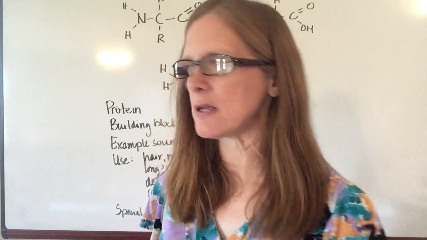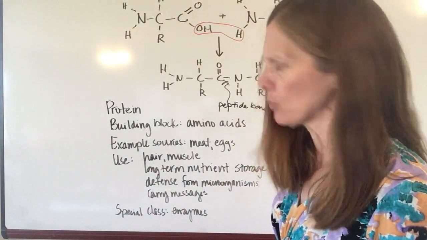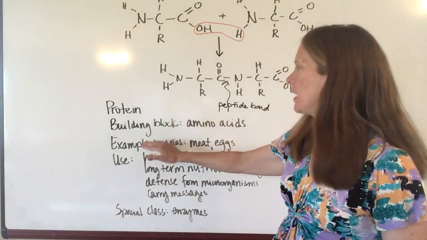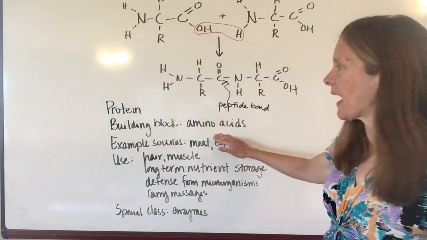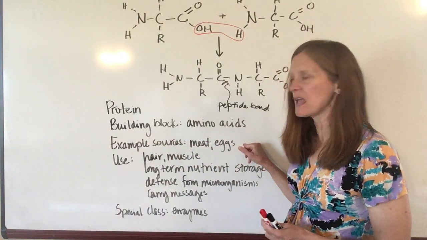Then in your organic molecule chart, we'll get that filled out here. The organic molecule is the protein. The building blocks are amino acids. You can get these in your diet from things like meat and eggs.